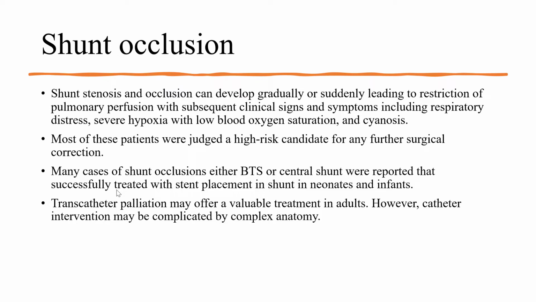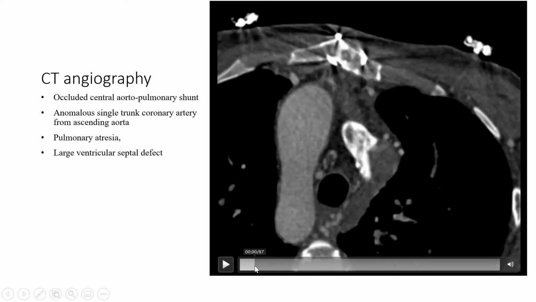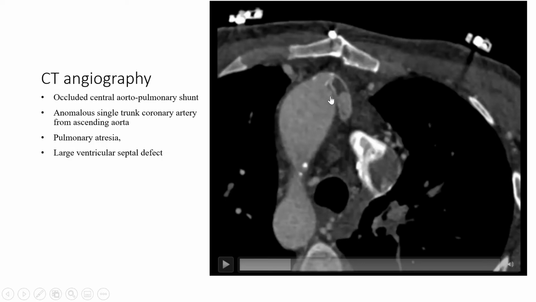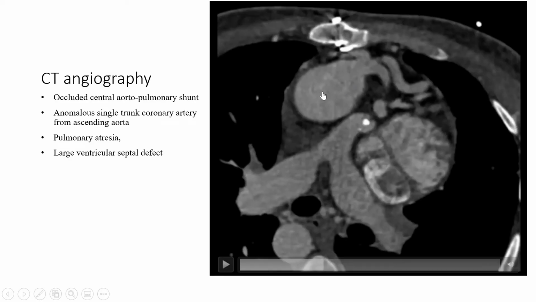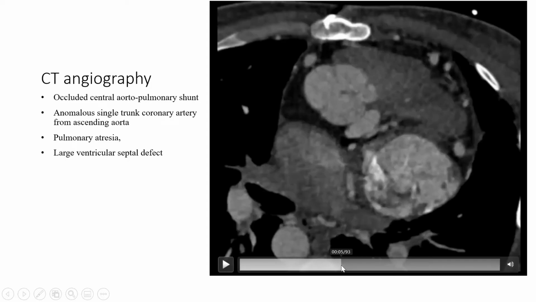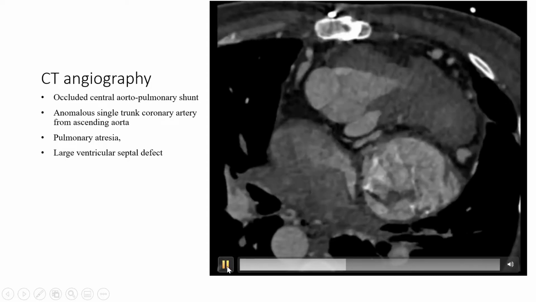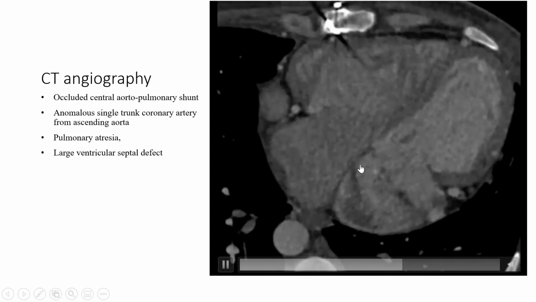Many cases of shunt occlusions, either BT shunt or central shunt, were reported that were successfully treated with stent placement in neonates and infants. Transcatheter palliation may offer a valuable treatment in adults. However, catheter intervention may be complicated by complex anatomy in these patients. CT angiography showed occluded central aortopulmonary shunt, anomalous single-trunk coronary artery from ascending aorta, pulmonary atresia, and large ventricular septal defect.